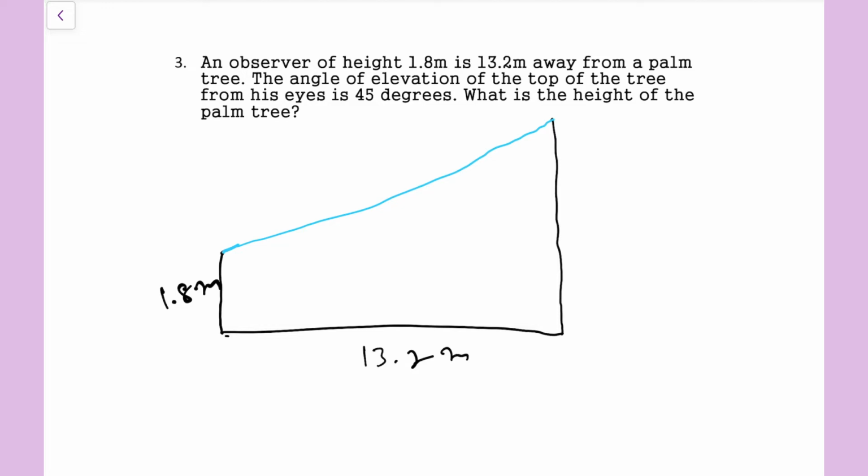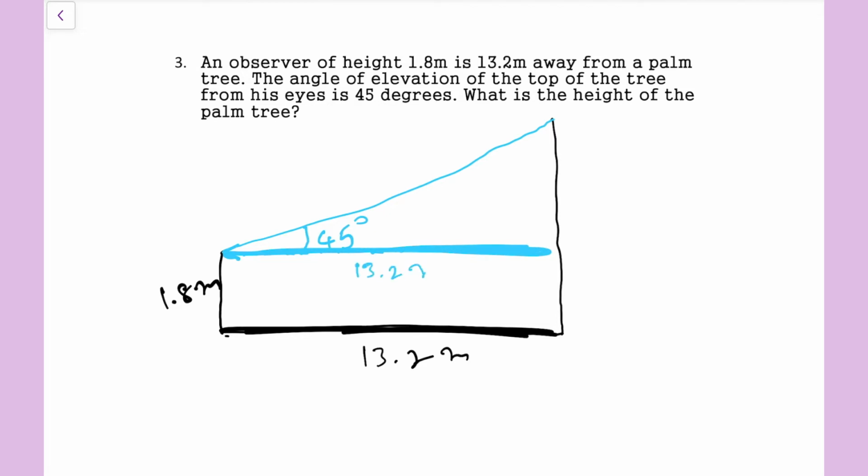So now what I will do is, from the observer's eyes, I will join one horizontal line to the tree exactly. So this angle is given as 45 degrees. This base is 13.2 meters. Then definitely this also will be 13.2 meters. Okay, now from here to here this is 1.8 meters. So definitely from here to here also it will be 1.8 meters only. Then this we need to find out now.